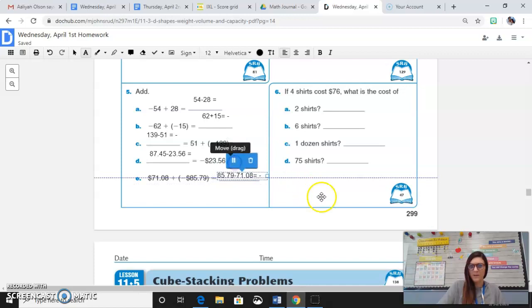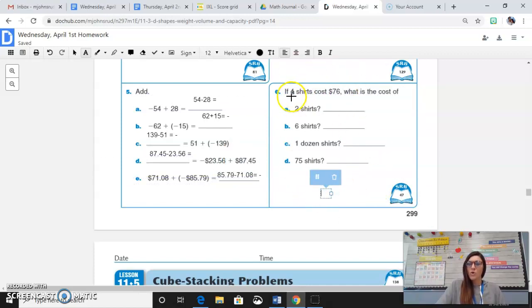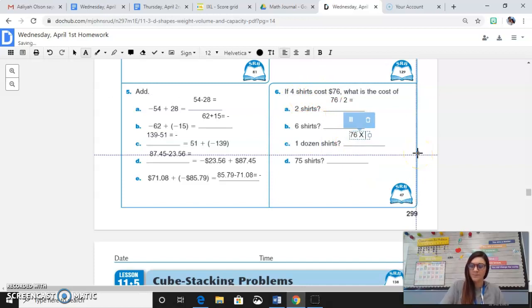Okay. All right. Right here, if 4 shirts cost $76, what's the cost of 2 shirts? So you're going to have to take 76 divided by 2 to figure out how much 2 shirts would be for that one. For 6 shirts, well, if I know 4 equals 76, whatever you get here is 2 shirts. So your answer here, you're going to times it by 3 here. Then, if you have a dozen, well, I know 4 is a third of a dozen, so I'm going to take 76 times 3 to figure that one out.